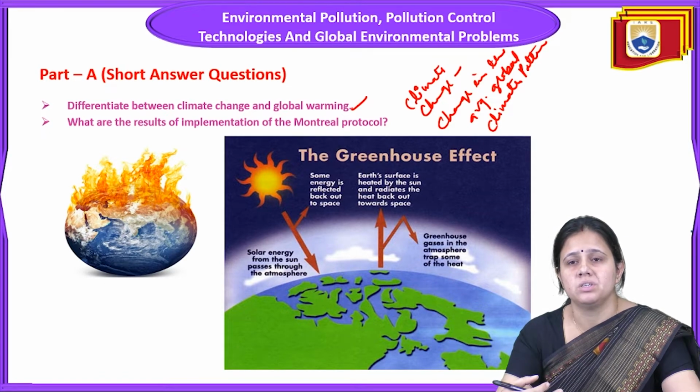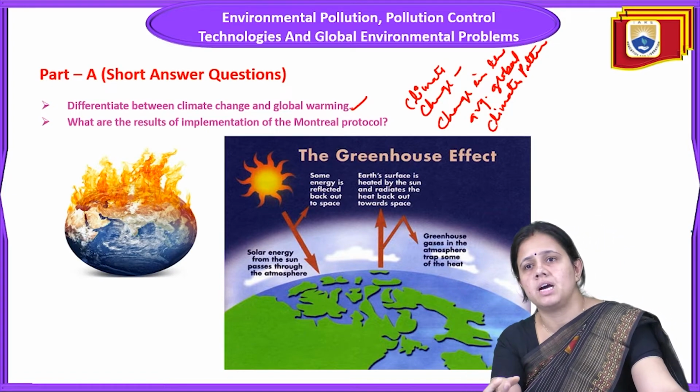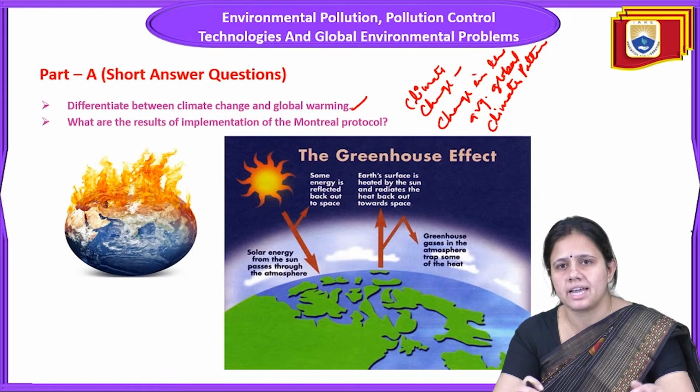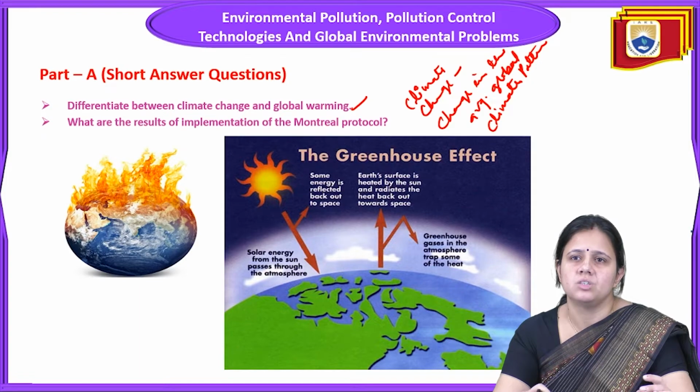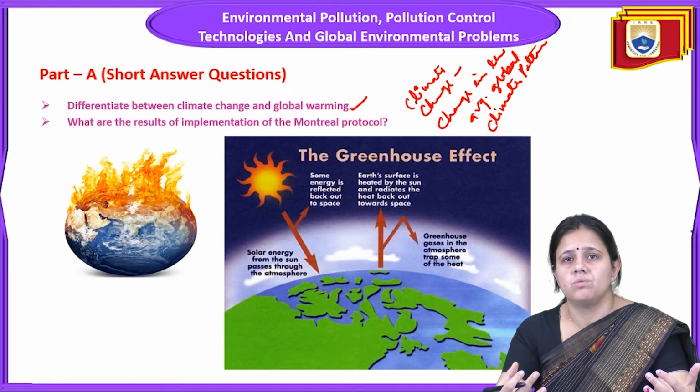And here you can see in the picture, some energy is reflected back to space when the Earth's surface is heated by the sun and radiates back out towards space. And greenhouse gases in the atmosphere trap some of the heat. Means heat is already trapped inside the Earth's surface, and due to this heat, automatically the Earth's surface is going to be heated, and this heat causes global warming.